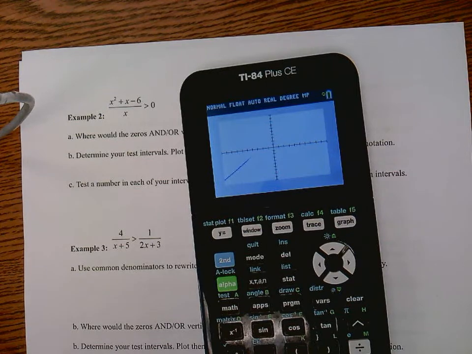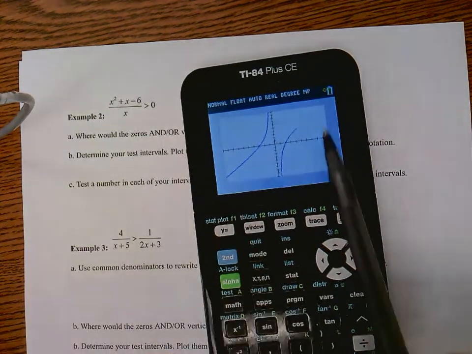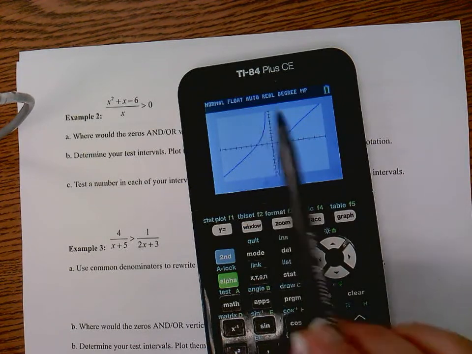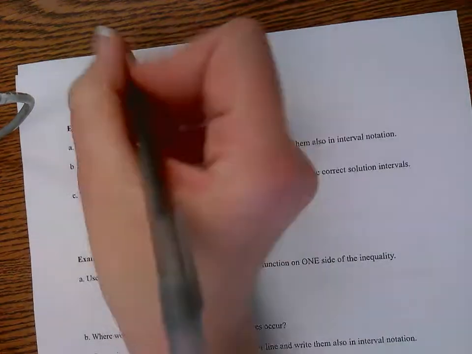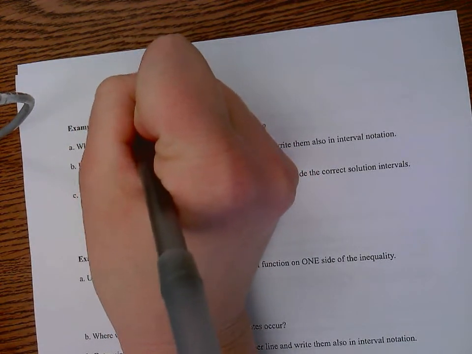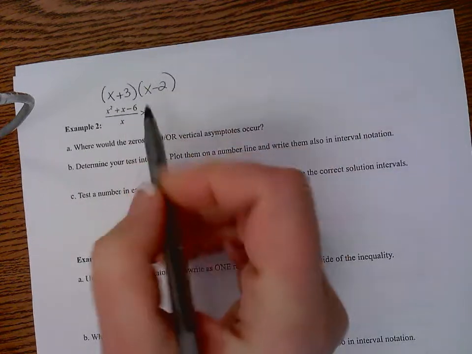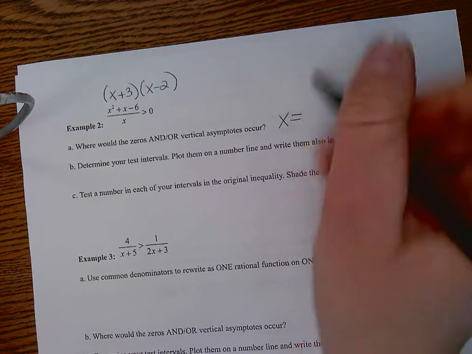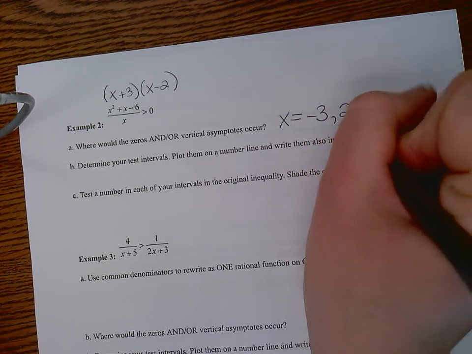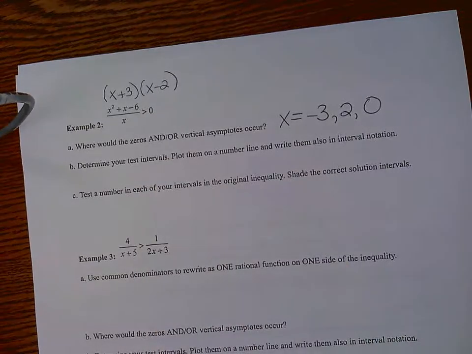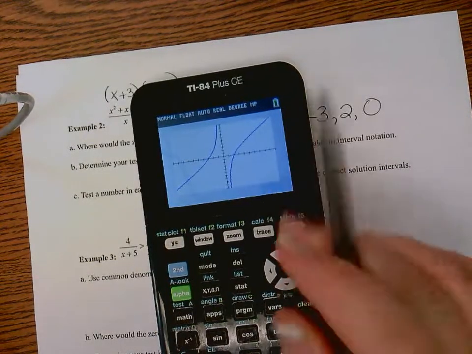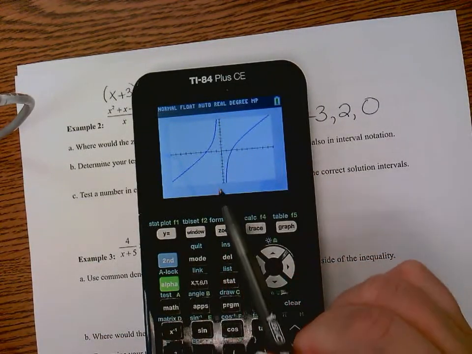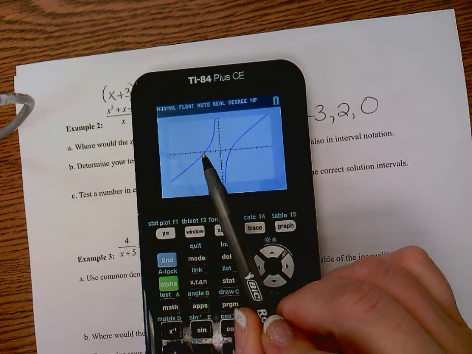So where is this going to be greater than 0? Two different spots, here and here. So we need to figure out our x-intercepts because that's where it's crossing the x-axis. So to find out the x-intercepts, we'd have to factor the numerator. So I'm looking for the factors of -6 that add up to 1. So it would be at x equals -3, +2, and the denominator asymptote would be at 0. All right, we want all the values above the x-axis. So if this is my vertical asymptote, I go from -3 to 0.